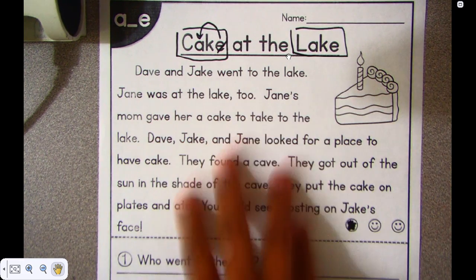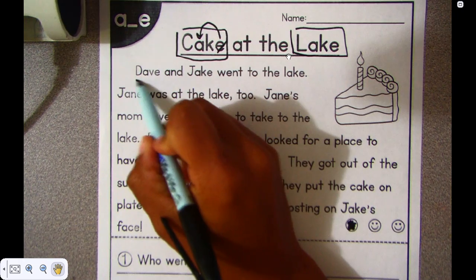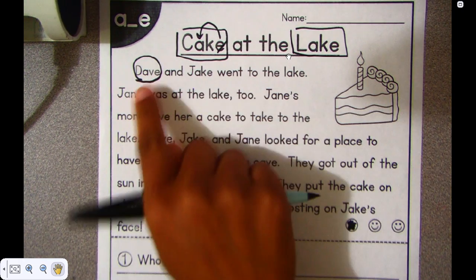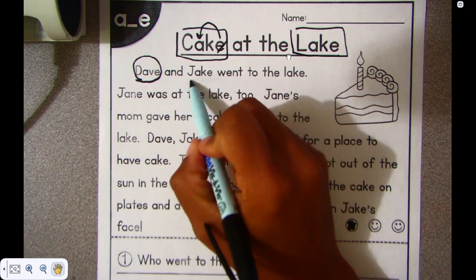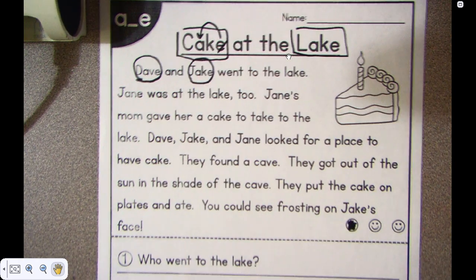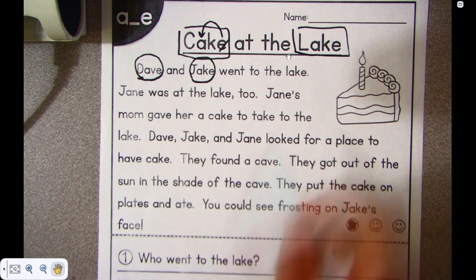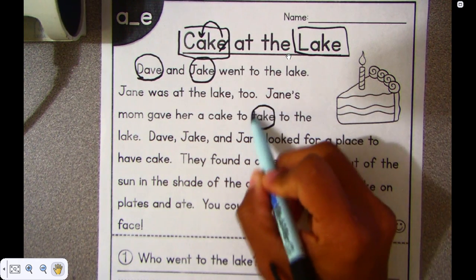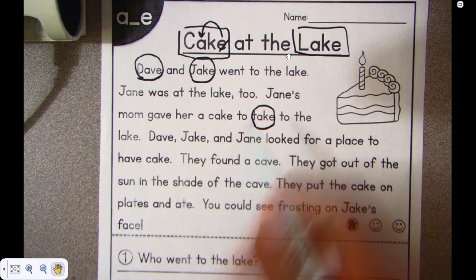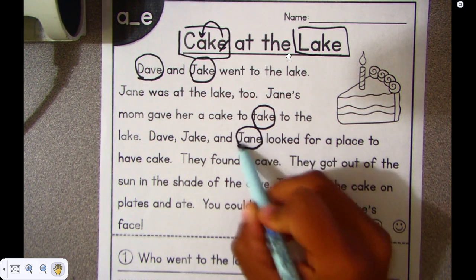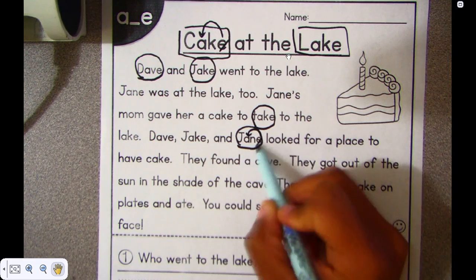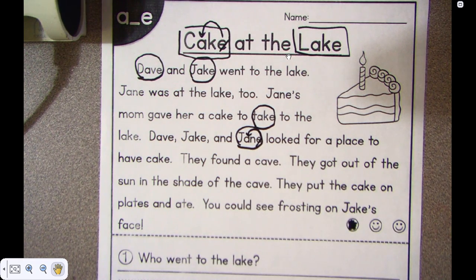And just as I skim and scan, I mean, look at the names. Dave has that A consonant E. Jake has that A consonant E. I've got words like take following the pattern. Another name, Jane, has that A consonant E, where we get the long A sound.